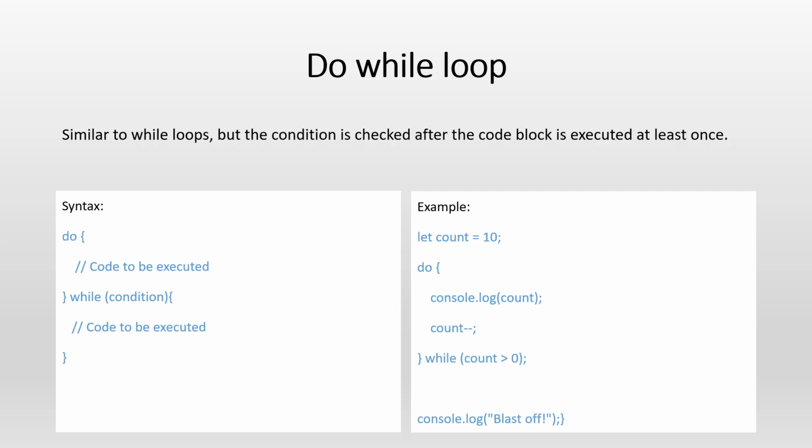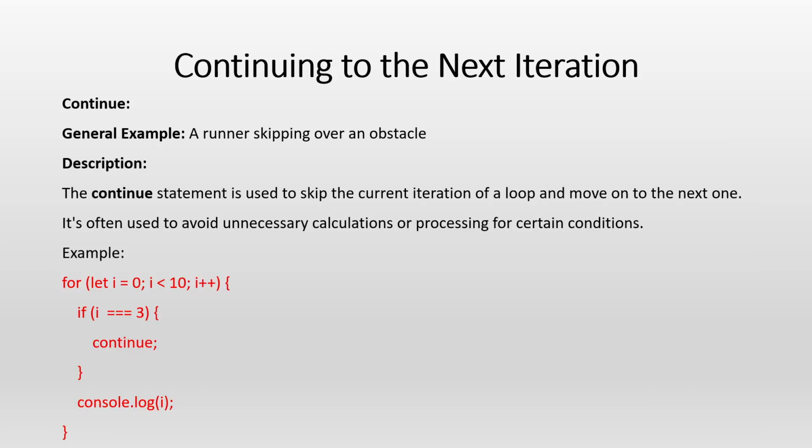Next, after this do while, we have the continue statement, continuing to the next iteration. The continue statement is used to skip the current iteration of the loop and move on to the next. It is often used to avoid unnecessary calculation or processing for a certain condition. So, what is the purpose of this continue statement?